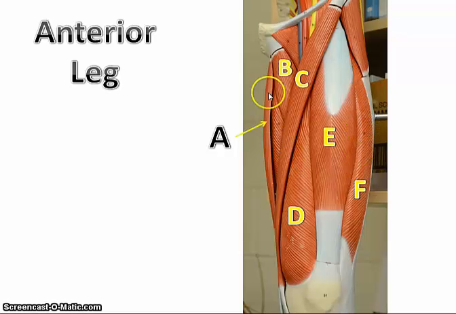Again, let's go through those. Most medial, you have the gracilis, then you have the adductor longus, sartorius, goes lateral to medial. Then you have the vastus medialis, the rectus femoris. Deep to the rectus femoris, you have the vastus intermedius, and then you have the vastus lateralis.